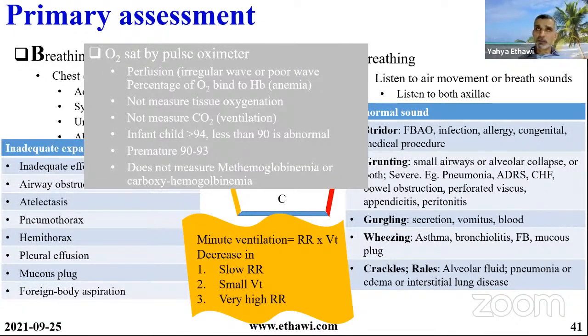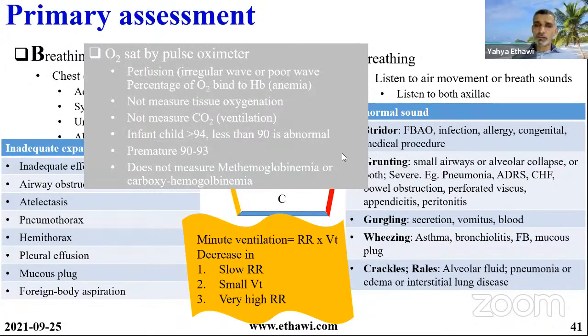The other assessment, in addition to the respiratory rate, breathing effort, chest expansion, and listening, is that you also need to check the saturation. Now, of course, we have two types of saturation. Here, I only talk about pulse oximetry, but you can also measure the local tissue oxygenation by NIRS, near infrared spectroscopy. And I'm going to tell you a little bit about both.